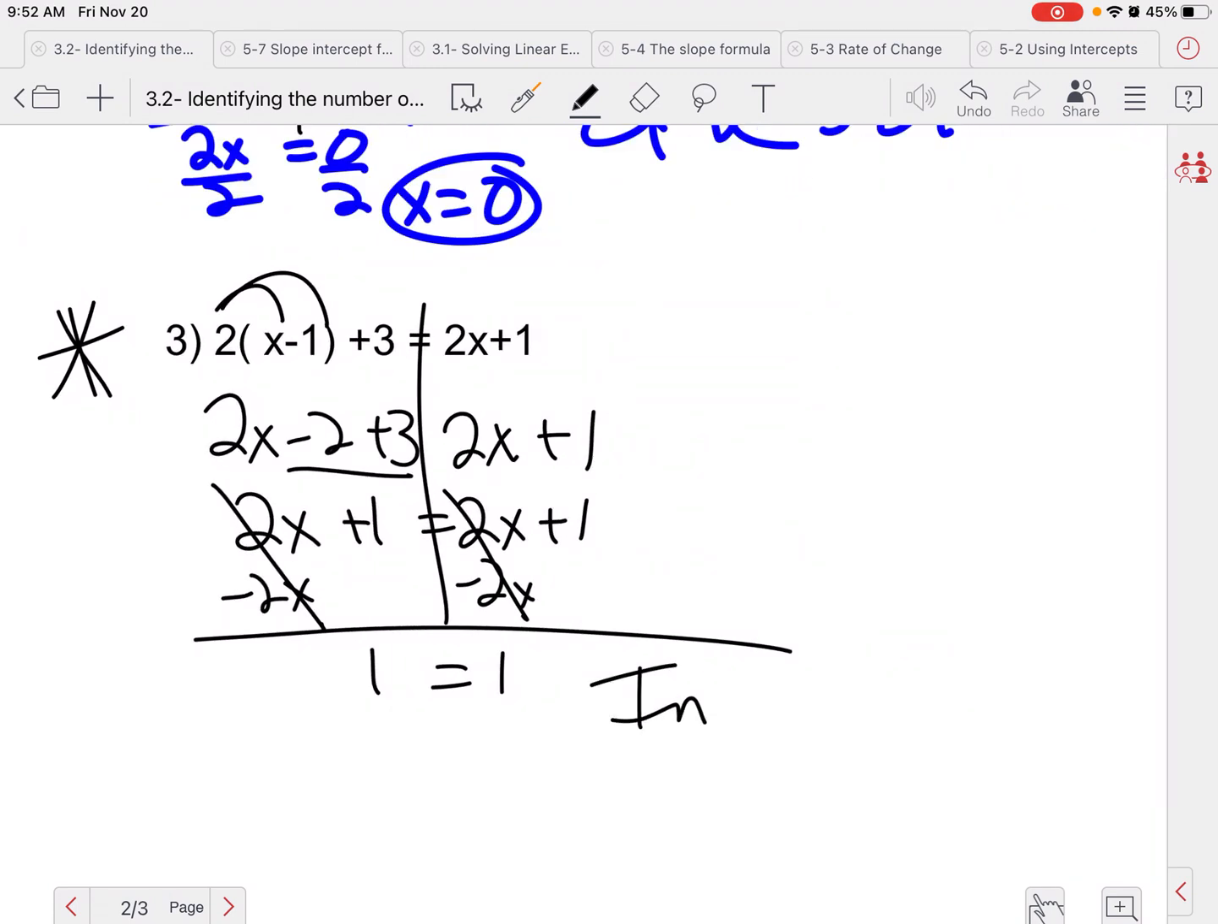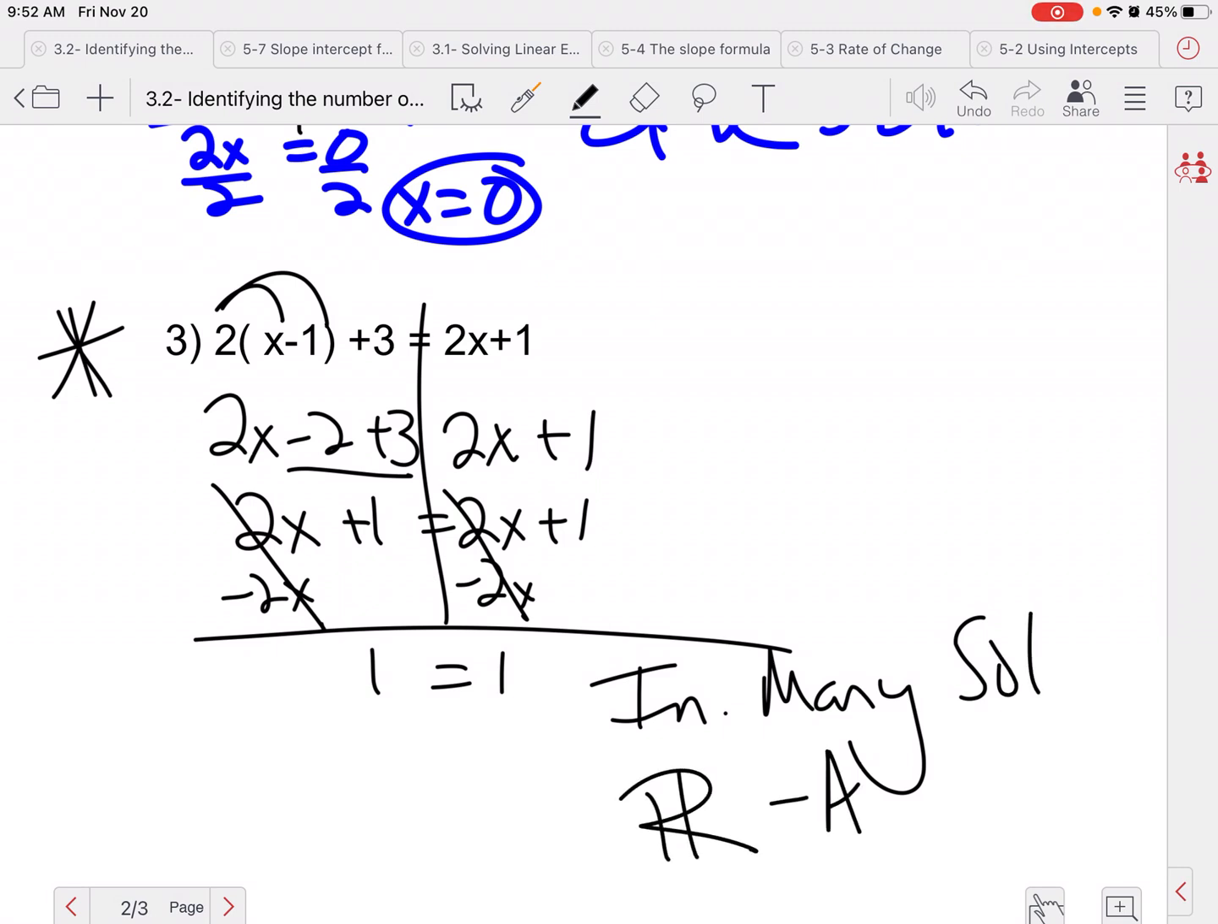So we could have infinitely many solutions, if you want to shorthand that word, or all reals. And you can shorthand that with this symbol here, with the double R. Okay, I would accept either answer there.